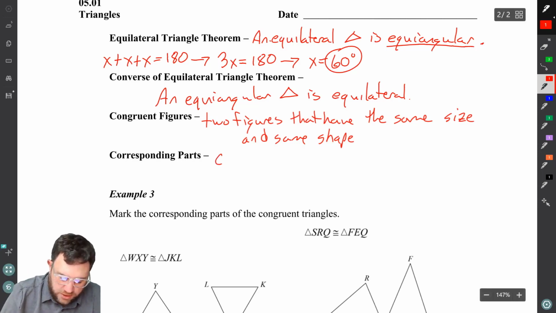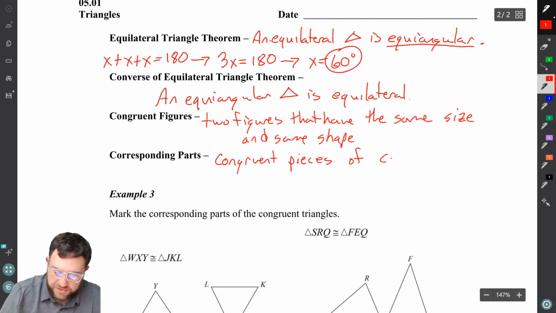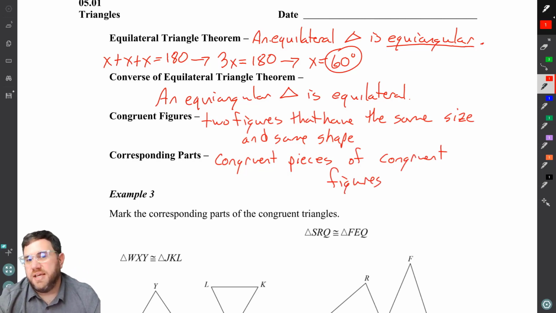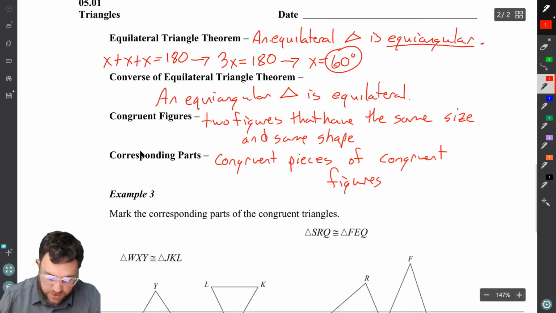Corresponding parts are the congruent pieces of congruent figures. So if I have two congruent figures, and let's say angle A and angle F are congruent to each other, they're from two different triangles, then we know those would be corresponding parts because they are the same. They're congruent.